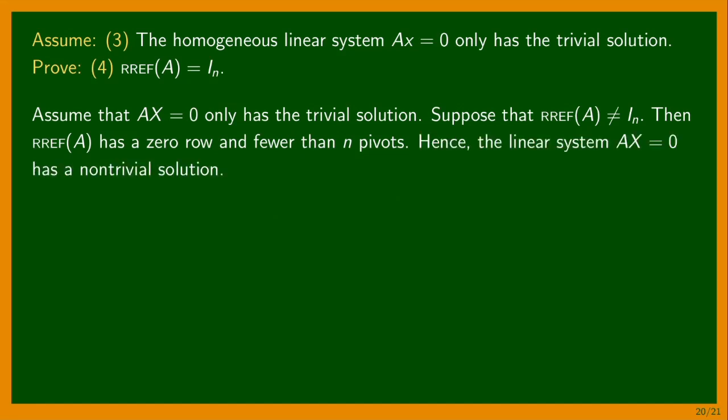Okay? Hence, the linear system AX equals 0 has a non-trivial solution, because if you have a zero row and on the right hand side you have 0, this reduces to a linear system that has fewer equations than unknowns, because the last row was turned into all zeros, right? Therefore, AX equals 0 has a non-trivial solution. But this contradicts the assumption. Therefore, the RREF should be the identity.